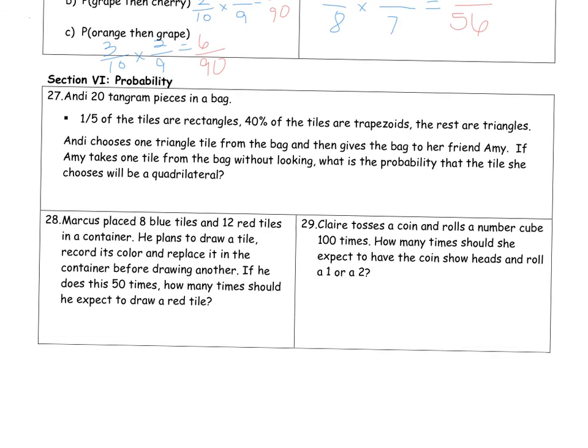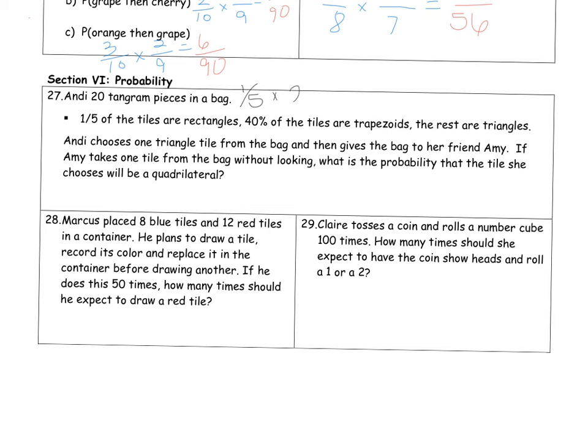And then on to our final section. Andy has 20 tangram pieces in a bag. 1/5 of the tiles are rectangles, 40% of the tiles are trapezoids, and the rest are triangles. Andy chooses 1 triangle from the bag and then gives the bag to her friend Amy. If Amy takes 1 tile from the bag without looking, what is the probability that the tile she chooses will be a quadrilateral? Well, the first thing we have to do is figure out how many tiles are rectangles, trapezoids, and therefore triangles.